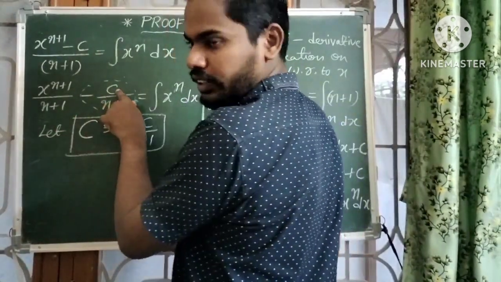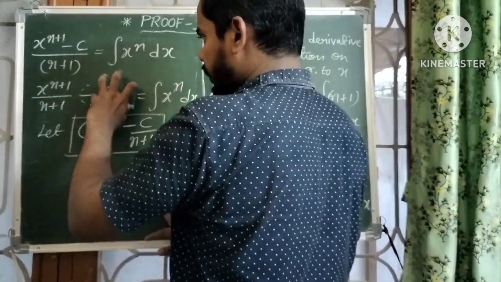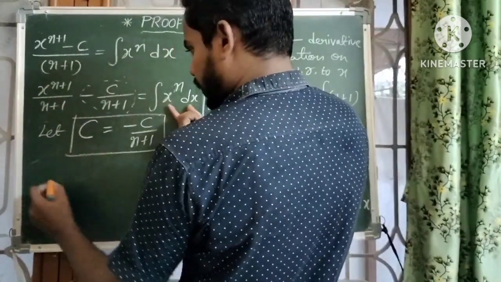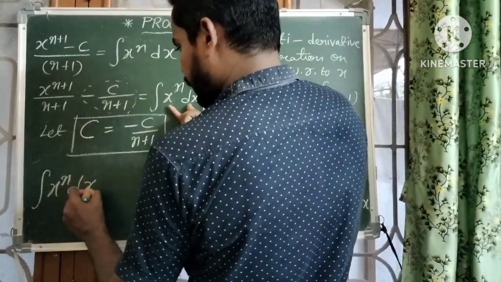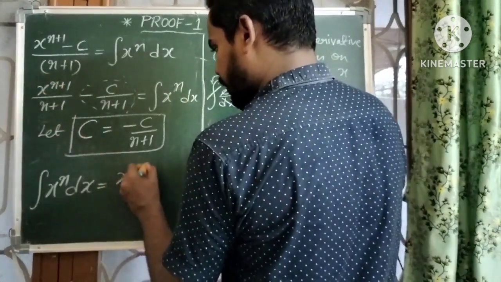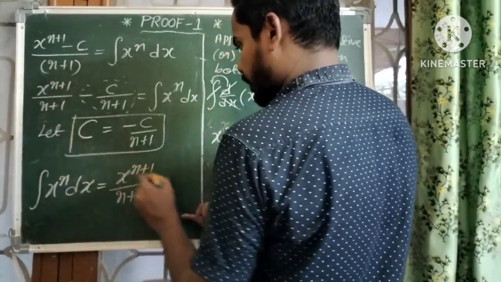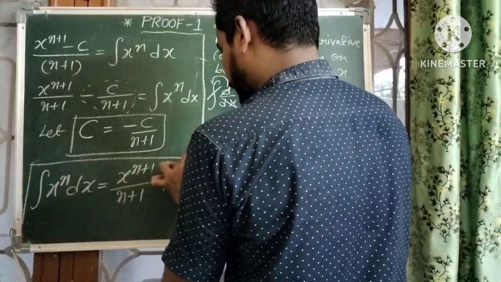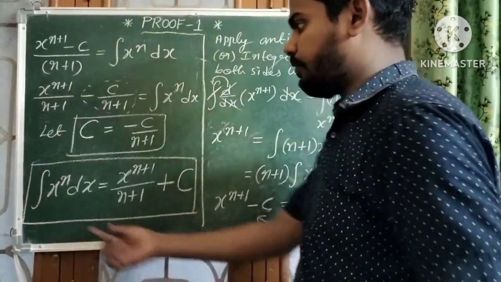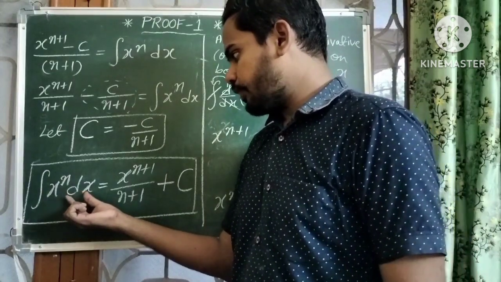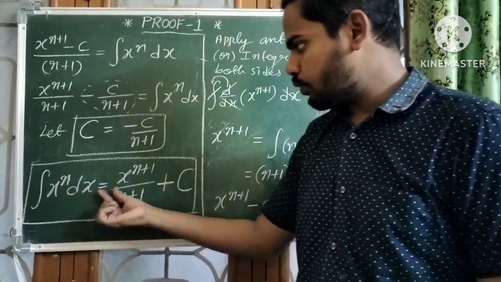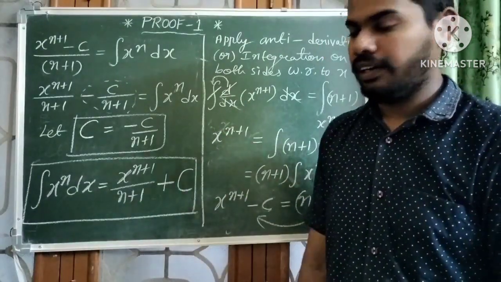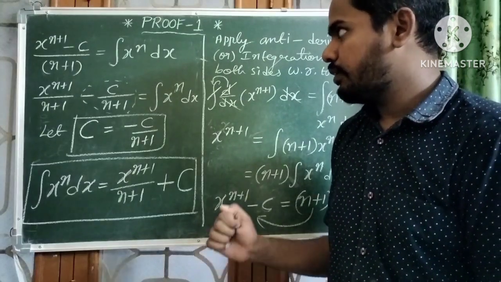Here c is a constant and n is also a constant. So let us assume this entire expression as capital C. Then it becomes integral x power n dx is equal to x power n plus 1 by n plus 1 plus capital C. This is the formula for integration of x power n with respect to x: integral x power n dx is equal to x power n plus 1 by n plus 1 plus c. Okay, this is proof number 1, and next we will discuss proof 2.